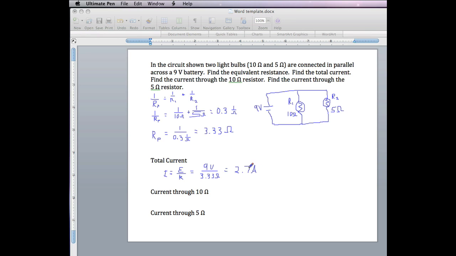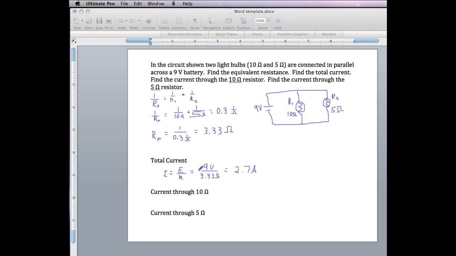Now we want the current through the other individual resistors. We notice in this parallel circuit that the 9 volts is the voltage across R1, and the 9 volts is also the voltage across R2, because there's a separate path you can go through, going through R1 only to get back to the battery. There's also a path you can use going through only R2 to get back to the battery.